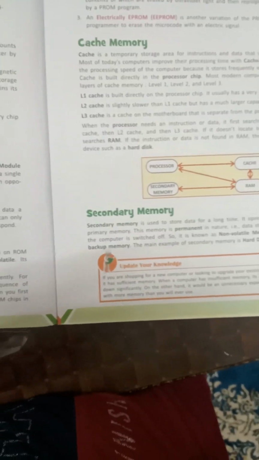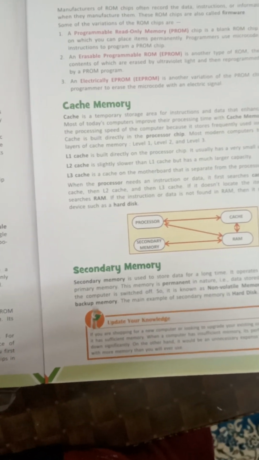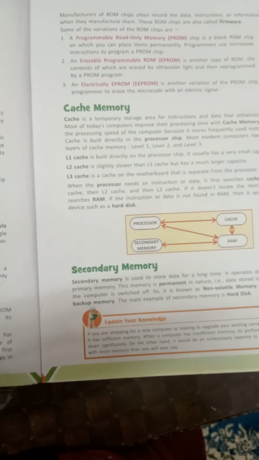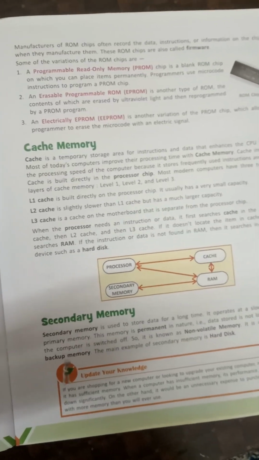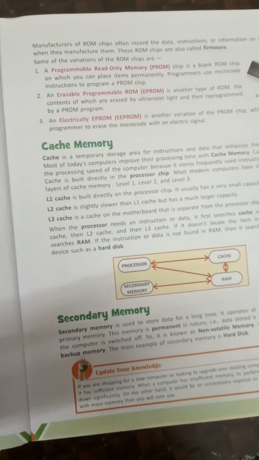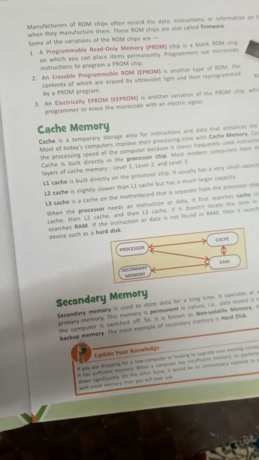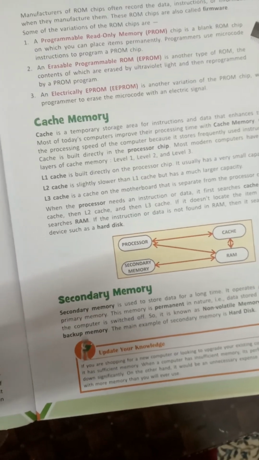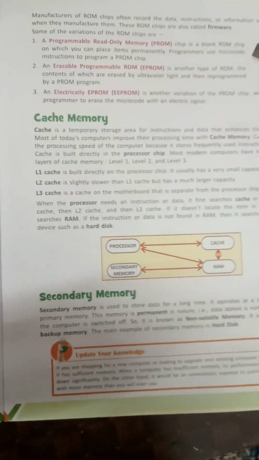Some of the variations of ROM chips are: 1. A programmable read-only memory (PROM) chip is a blank ROM chip on which you can place items permanently. Programmers use microcode instructions to program a PROM chip. 2. An erasable programmable ROM (EPROM) is another type of ROM, the contents of which are erased by ultraviolet light and then reprogrammed by a PROM program. 3. An electrically erasable programmable ROM (EEPROM) is another variation of the PROM which allows a programmer to erase the microcode with an electric signal.